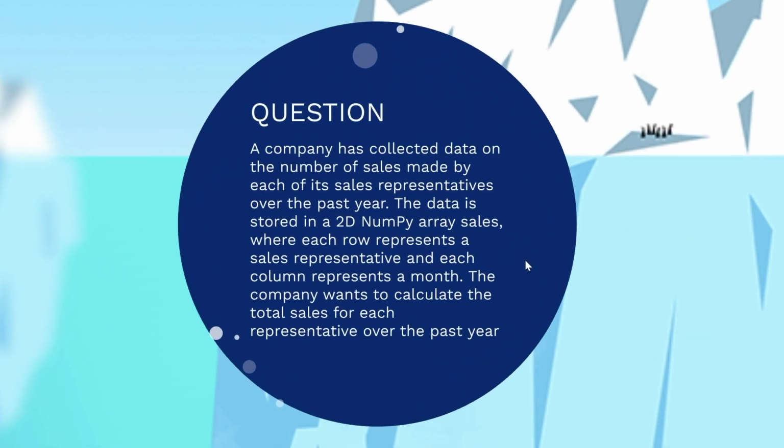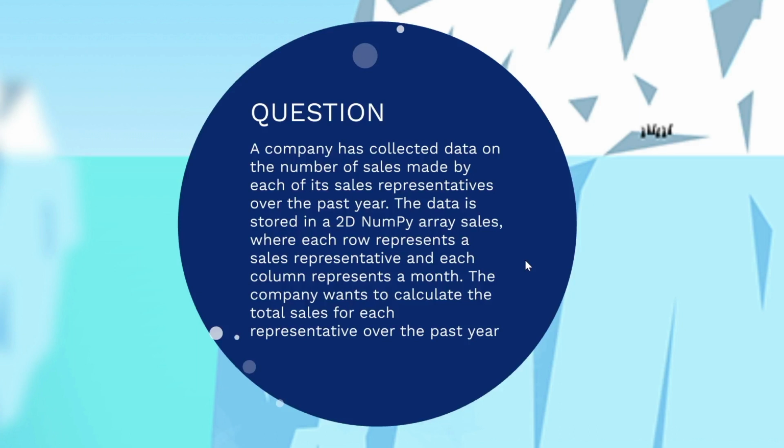The question for you is that a company has collected data on the number of sales made by each of its sales representatives over the past year. So there are different sales representatives of a company, and I have some data related to them. The data is stored in a 2D numpy array. This is something that you have to do: store that data in a 2D numpy array. The name of that array is sales, where each row represents a sales representative and each column represents a month.